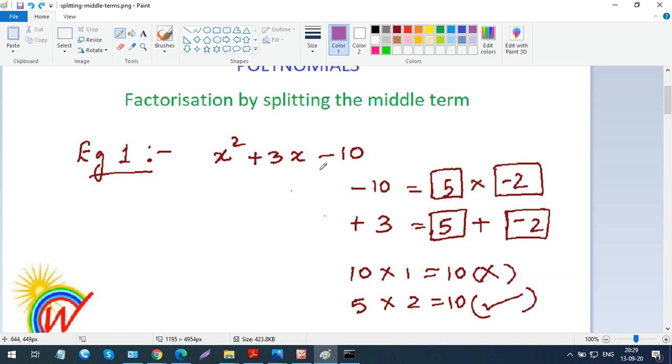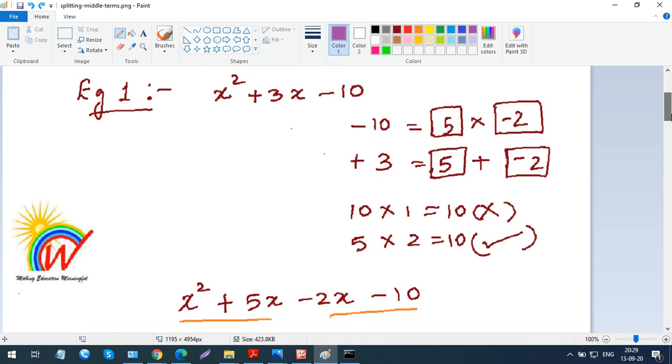So this is the simple equation I have given here, and we'll learn with examples. The question is x square plus 3x minus 10. There are two terms we should take care of here, the 3 and the minus 10. The minus 10 is a constant, right? You don't have an x attached to this.